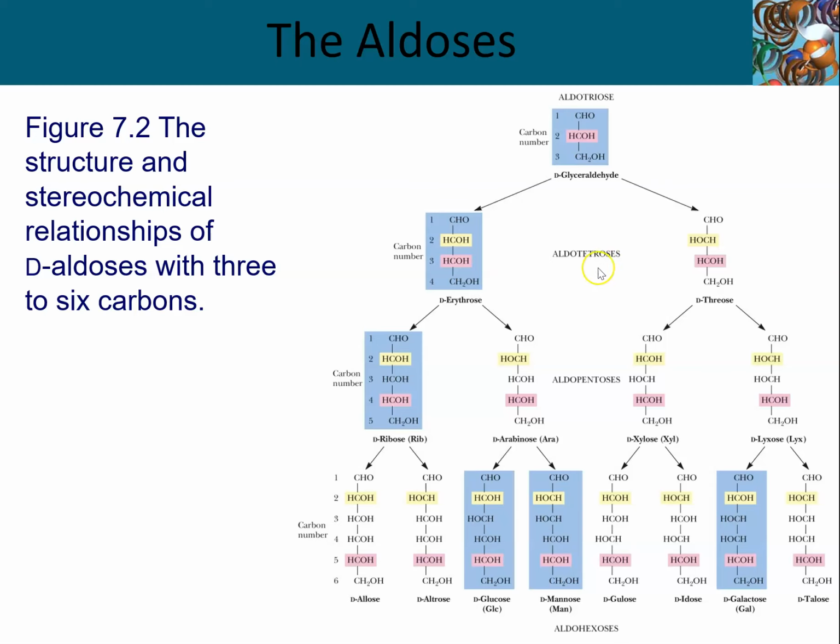So we've got aldotetrose being aldehyde-based, CHO, CHO, and tetrose, 4 carbons per chain.